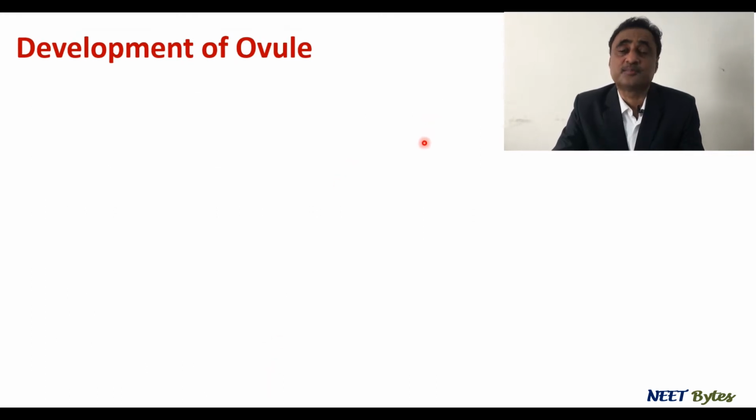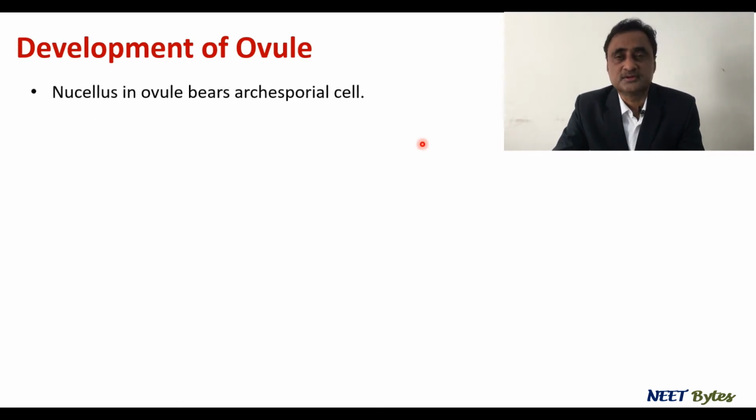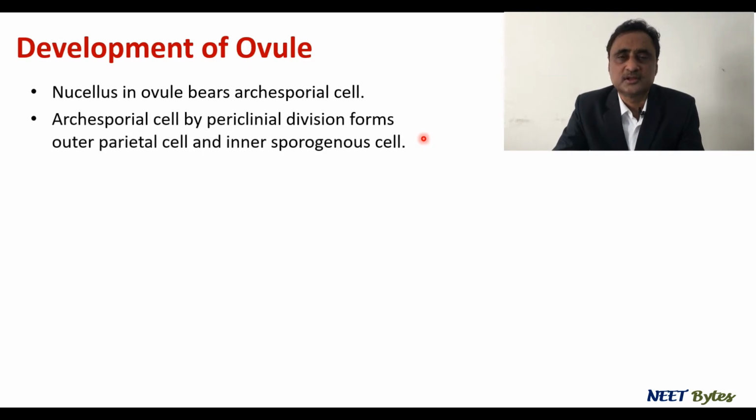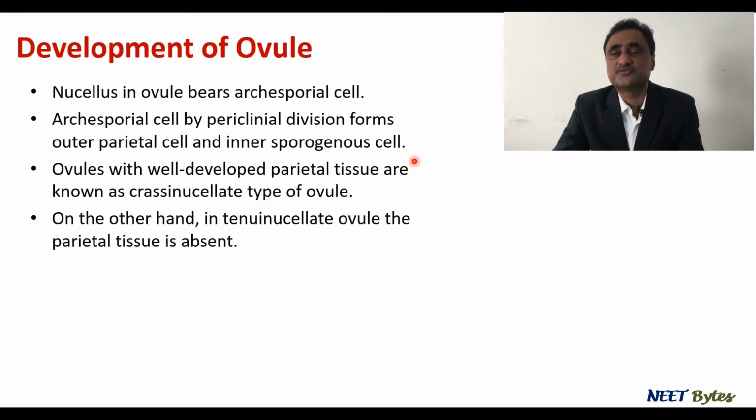Now let's talk about the development of the ovule. Within the nucellus, the development begins with the archesporial cell, as we have seen in the case of microsporogenesis. Here also, the archesporial cell, by periclinal division, forms two cells, the outer parietal and the inner sporogenous cells, right? The parietal tissue forms the protective layer, and the sporogenous tissue forms the megaspore mother cell.